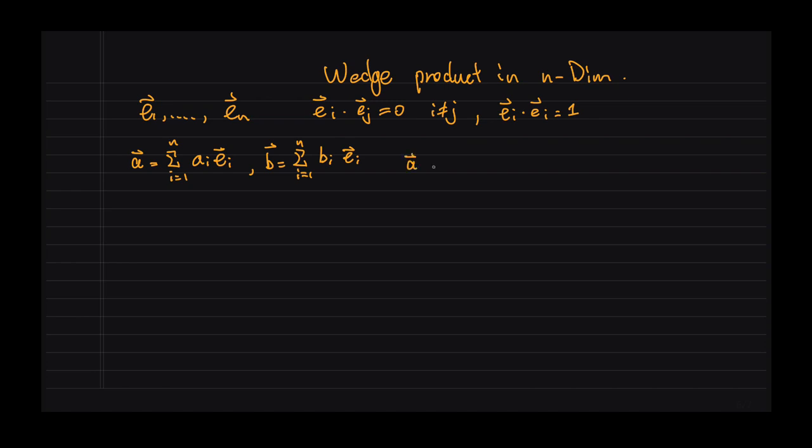We are not going to write up the expression for A wedge B, since they have n dimensions. But this time we are interested in the total number of different combinations that can happen given dimension n.